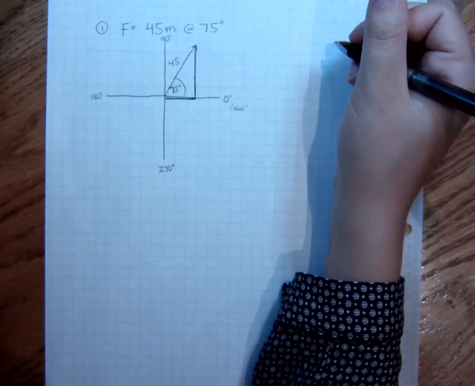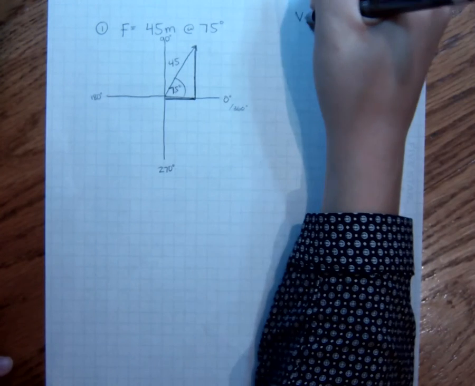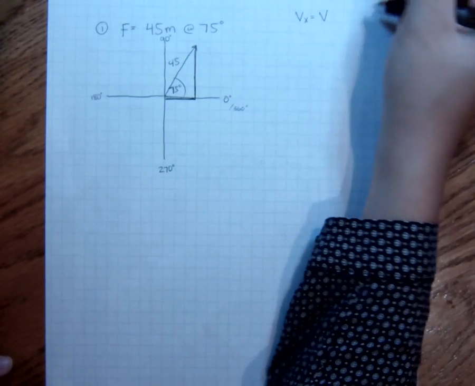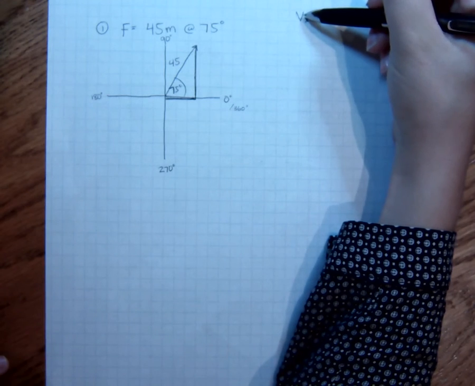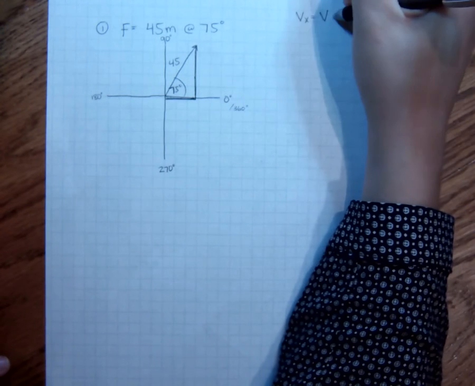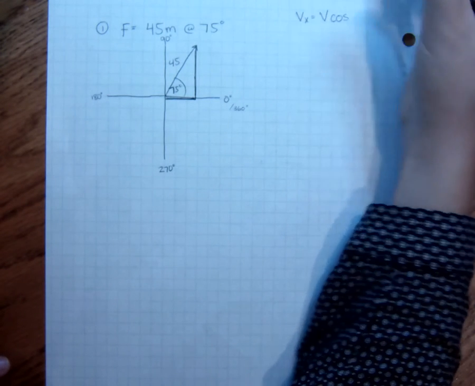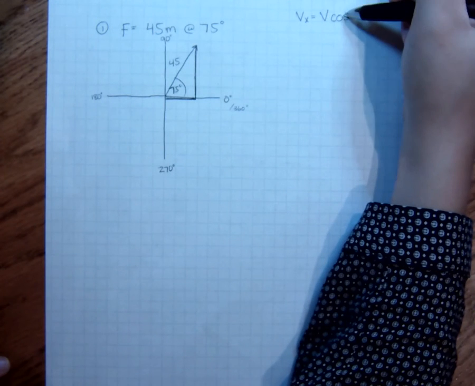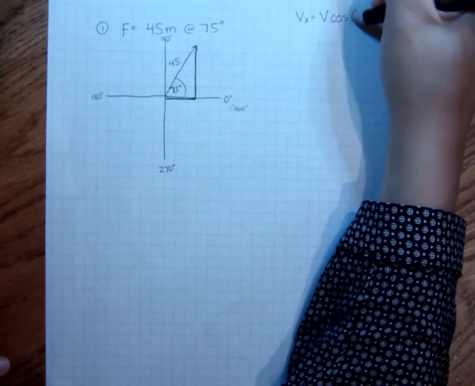And you do that using the formula that I gave you guys. The formula says that Vx equals, that the x component of V is equal to V, the magnitude of V I should say, times the cosine of my angle theta.